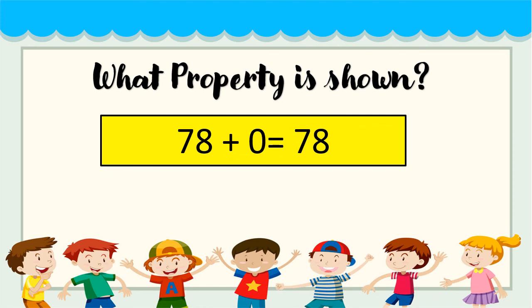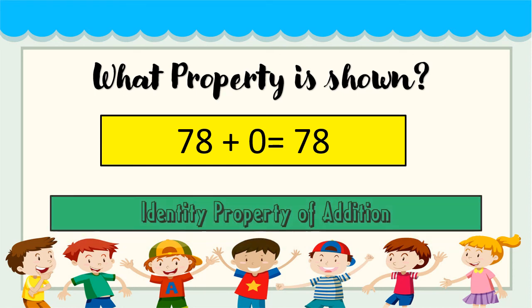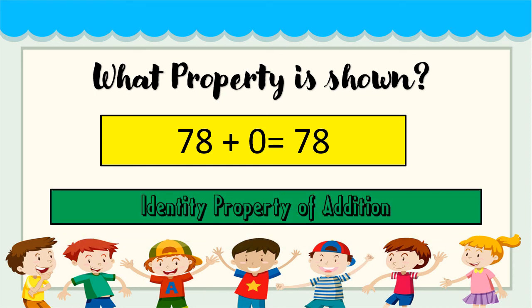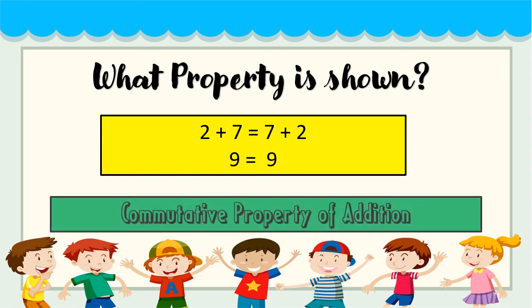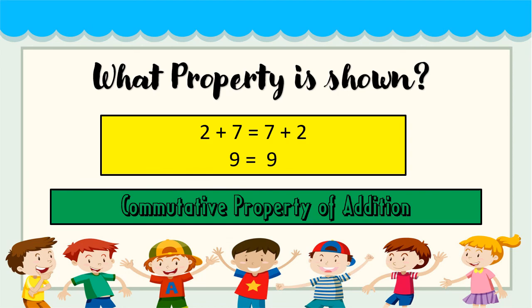78 plus 0 is equal to 78. What property is shown? It shows the identity property of addition. 2 plus 7 is equal to 7 plus 2. The sum is 9. What property is shown? It shows the commutative property of addition.